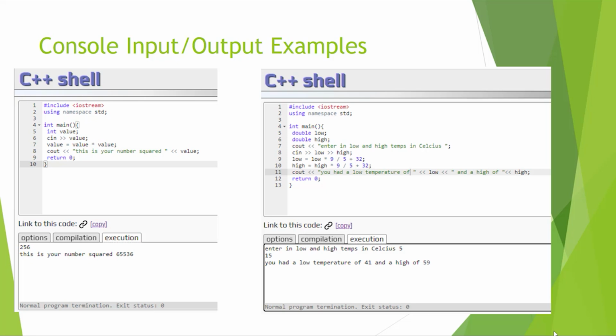results. In the example on the right, I begin the same way, but this time I create two double variables. I then output a specific request for the low and high temperatures in Celsius. Apologies for the misspelling. Line 8 takes in both those values with one cin statement. Once I've received those values, I use division and addition to calculate the value of both in Fahrenheit, then line 11 outputs my results, which you can see below.